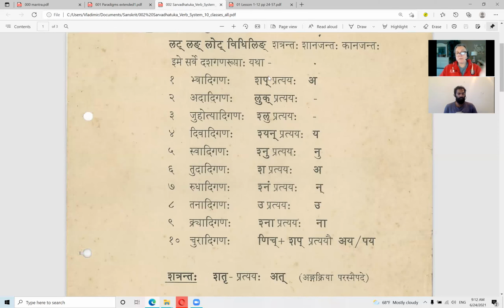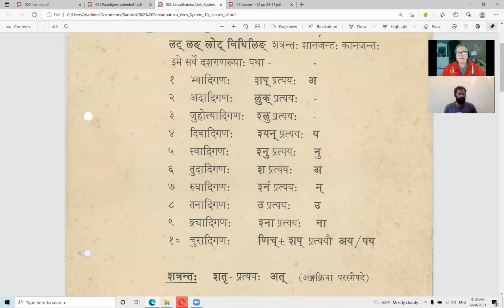But you can skip these names. You just look at the suffixes: a, ya, nu, a, n, u, na, and aya, paya. So you have all the 10 different stems you can build from the roots.